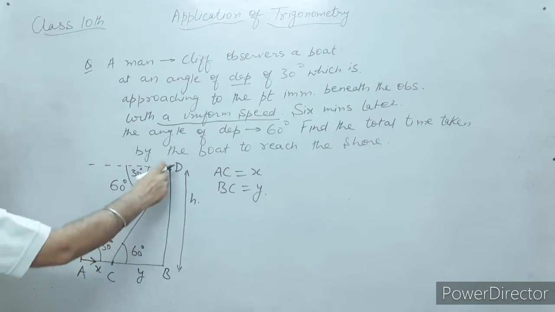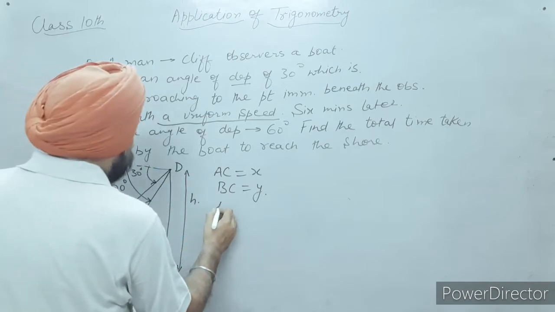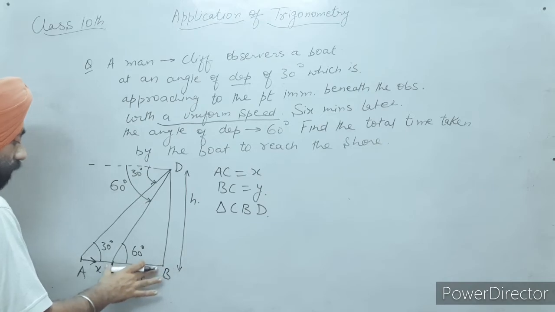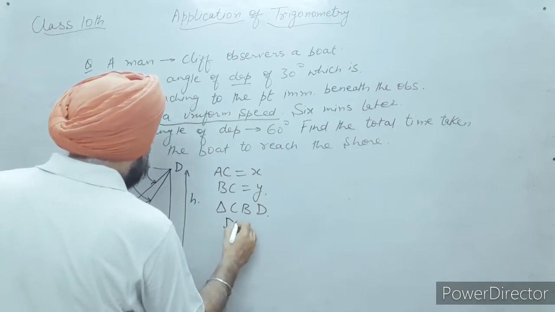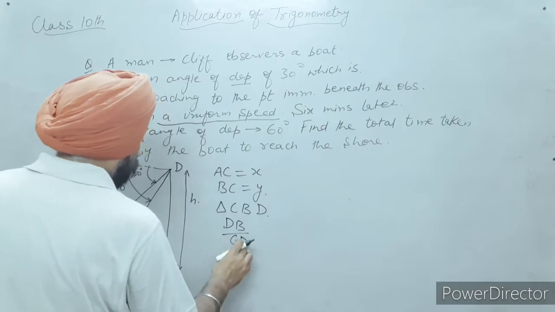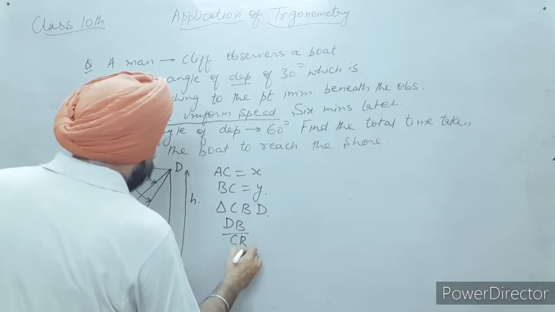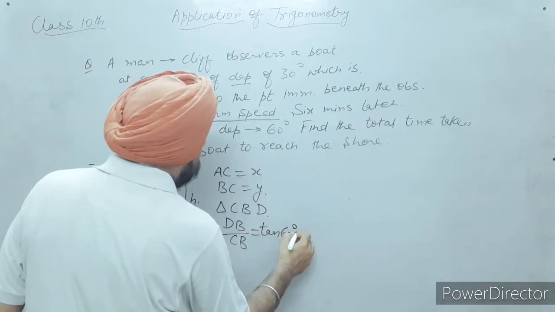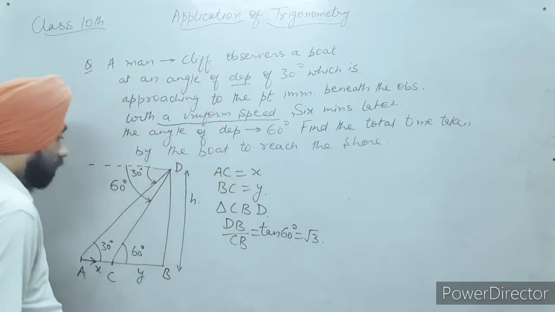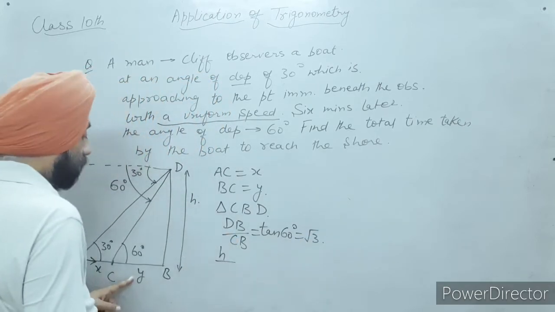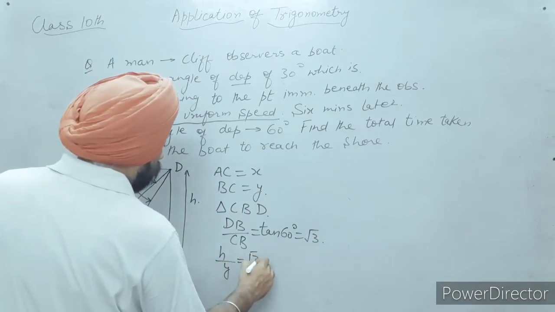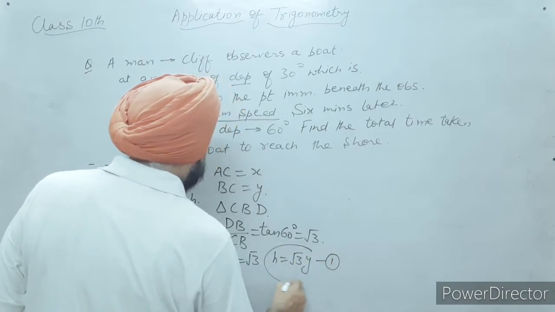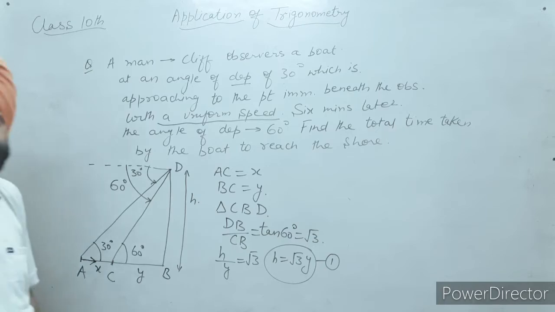Now, take the triangle CBD first. Perpendicular upon base, DB upon CB is tan of 60 degrees, that is under root 3. Now DB is h, CB is y, so h upon y equals under root 3. From here I get the first equation: h equals under root 3 y.